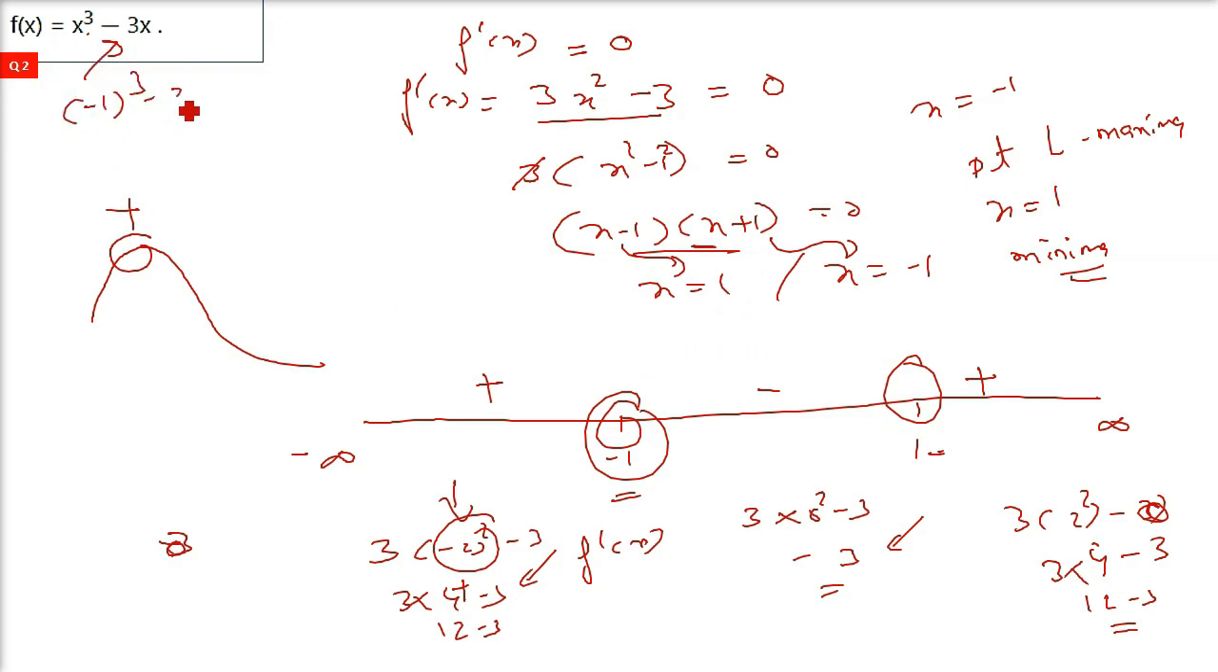So now first I am telling you the local maxima point. I am placing minus 1. Now I am giving you the local minima point, which is the 1 I am placing. So when you place negative 1, you are going to get 3 minus 1, which is 2. This is the value of the point of local maxima at x equals to minus 1. And what is the point of local minima at x equals to 1? So these are the values 2 and minus 2.